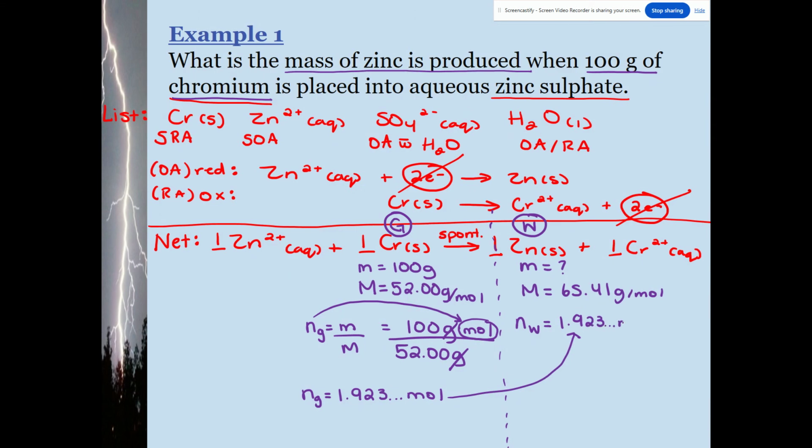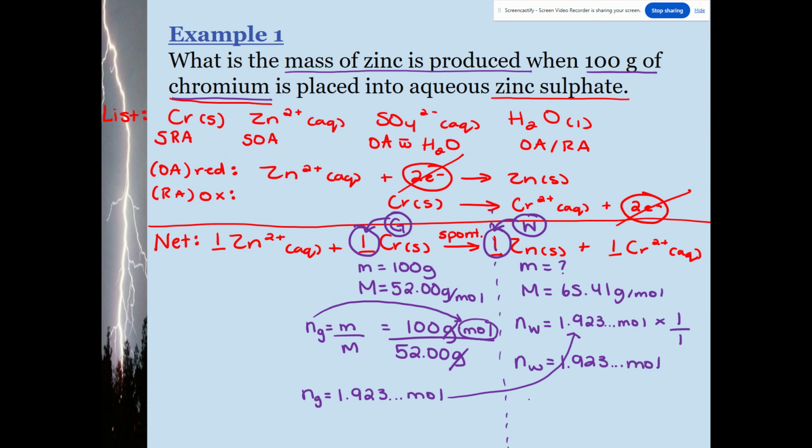1.923 so on moles, and this is where I apply my balancing coefficient, the one in front of wanted over the one in front of the given. So wanted over given. In front of my wanted, there's a 1. In front of my given, there's a 1. So it's 1 over 1 in this case, wanted over given. Okay? So the moles of my wanted are going to be the same number, unrounded again.